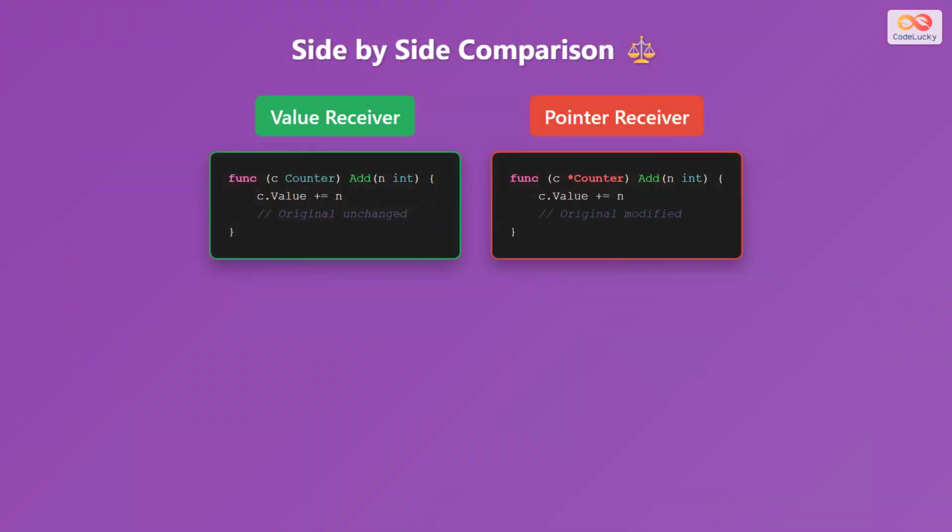Let's compare value and pointer receivers side by side to highlight their differences. The code on the left shows a value receiver. The function add takes an integer n as input and adds it to the value field of the counter. However, since it's a value receiver, the original counter remains unchanged. On the right, we have a pointer receiver. The function add also takes an integer n as input and adds it to the value field of the counter. But because it's a pointer receiver, the original counter is modified.